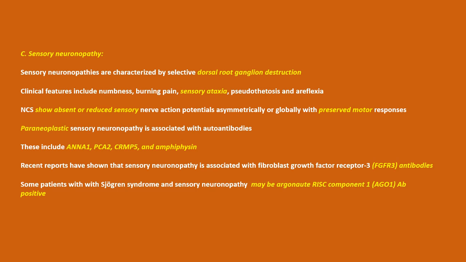Paraneoplastic sensory neuronopathy is associated with autoantibodies. These include ANNA-1, PCA2, CRMP5, and amphiphysin. Recent reports have shown that sensory neuronopathy is associated with fibroblast growth factor receptor 3 or FGFR3 antibodies. Some patients with Sjogren's syndrome and sensory neuronopathy may be AGO1 antibody positive.